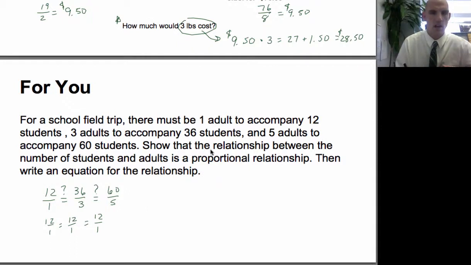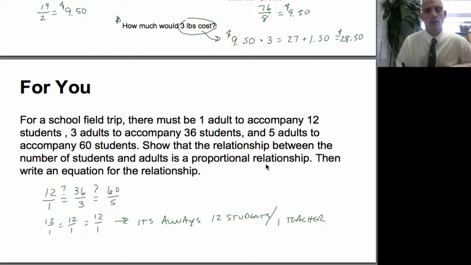So let's see what they're asking. Show that the relationship between the number of students and adults is a proportional relationship, then write an equation for the relationship. What they're saying is this. Is it proportional? Yes. It's always 12 students to 1 teacher. Okay? So what they want to know is write an equation for the relationship.